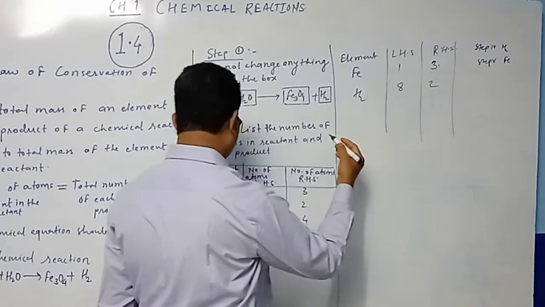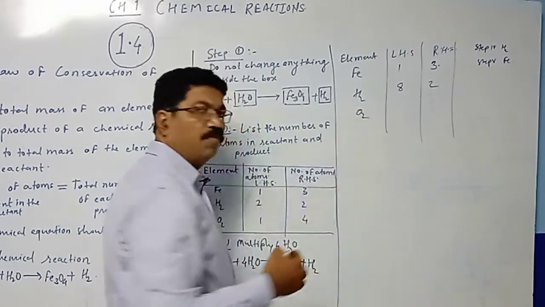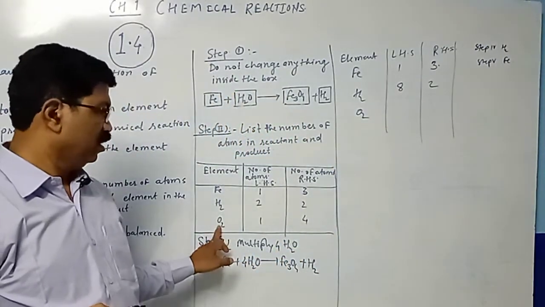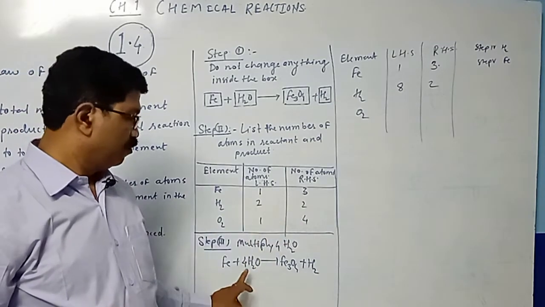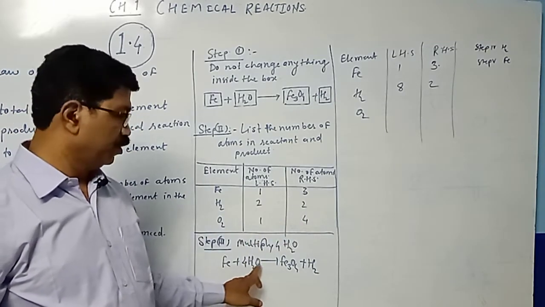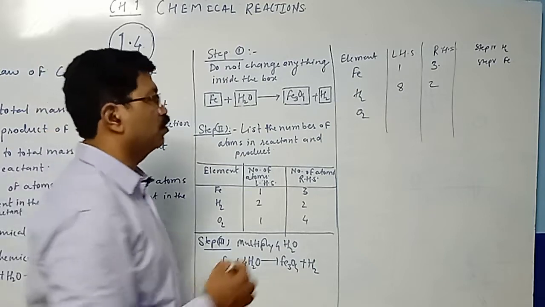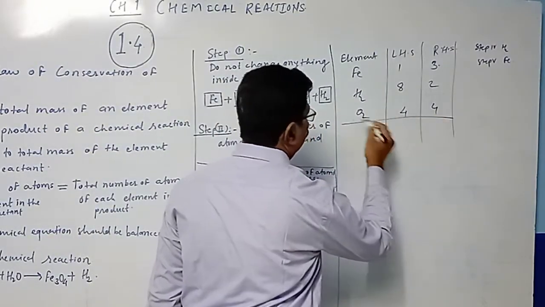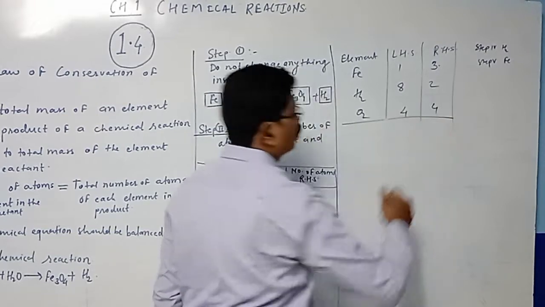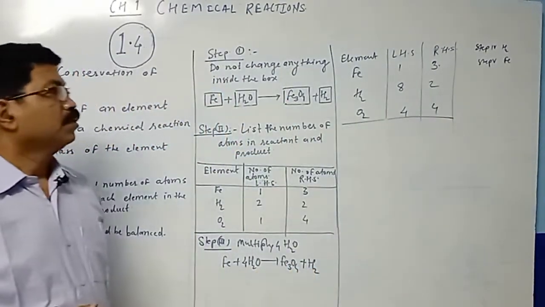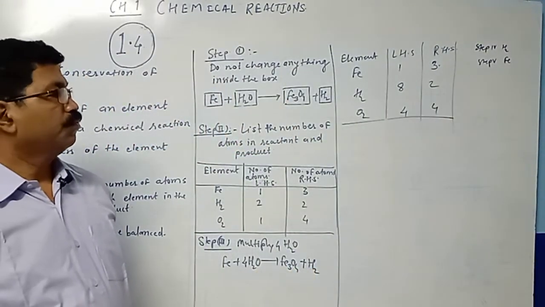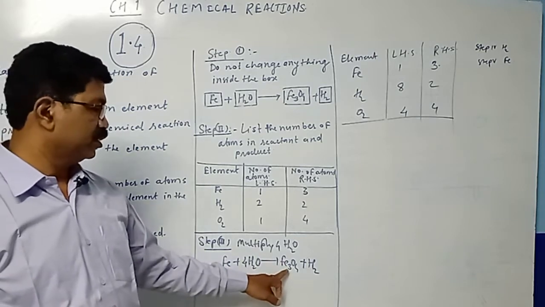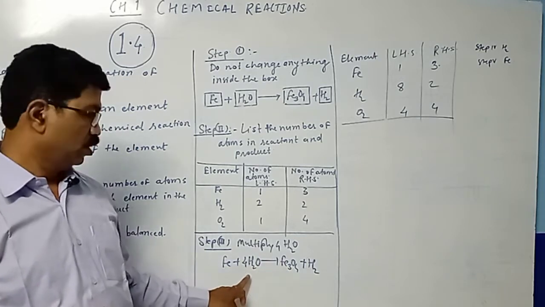Then next we will talk about oxygen. How many atoms of oxygen are here? See here, only 1, but we have multiplied by 4, so it becomes 4 into 1, 4, and here it is 4. So oxygen is now totally balanced. Okay, oxygen is balanced. Let us balance another element, hydrogen now.